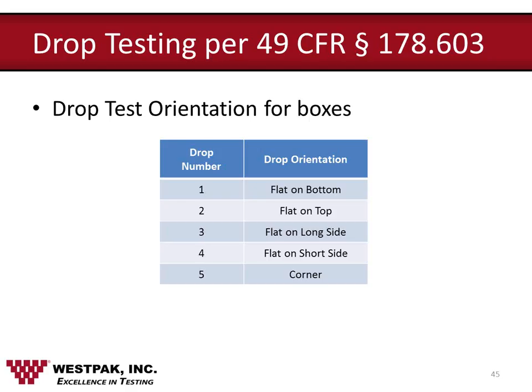The following list is the drop test orientations for boxes. As previously mentioned, boxes are only required to be dropped once, and we have a total of 5 boxes. There's no particular order. However, this is how it's listed in the 49 CFR regulations. One box will be dropped on the bottom, another box on top, another on the long side, another on a short side, and the last box will be dropped on a bottom corner, normally the most fragile corner, which for a corrugated box will be the manufacturer's joint.